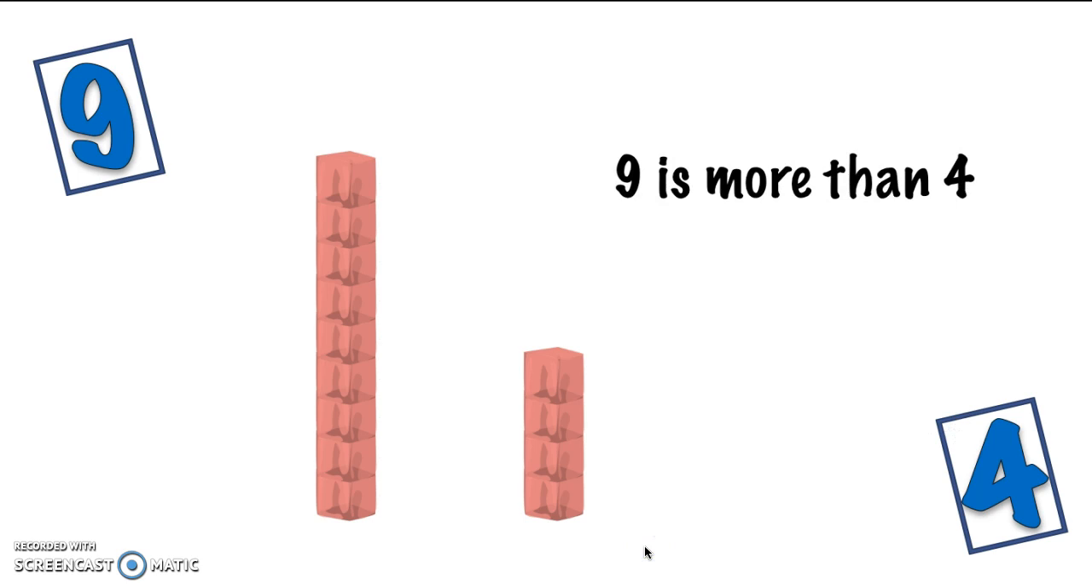Excellent. How did you know that 9 was more than 4 just by using those towers? You're right. Look how long it is. He's so tall. He's way taller than 4. So then what would our less than sentence be? If 9 is more than 4, what would you write for which one's less?